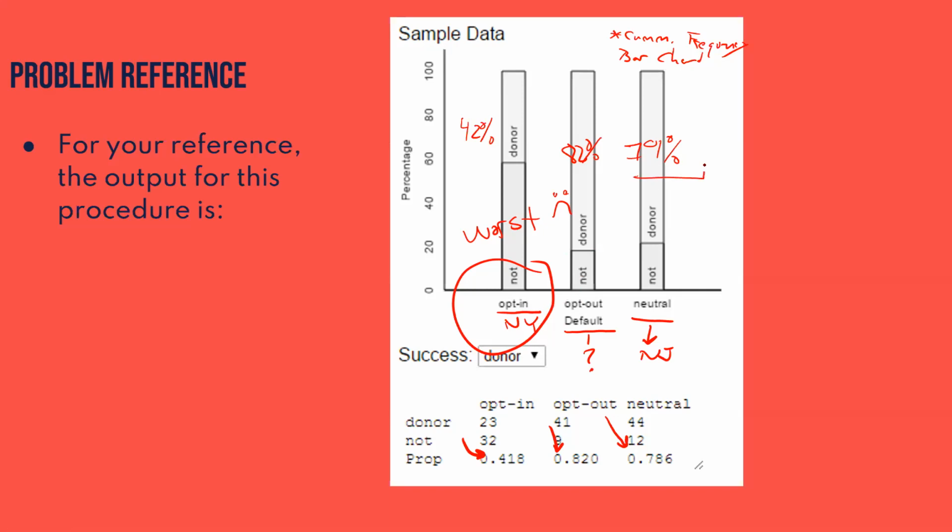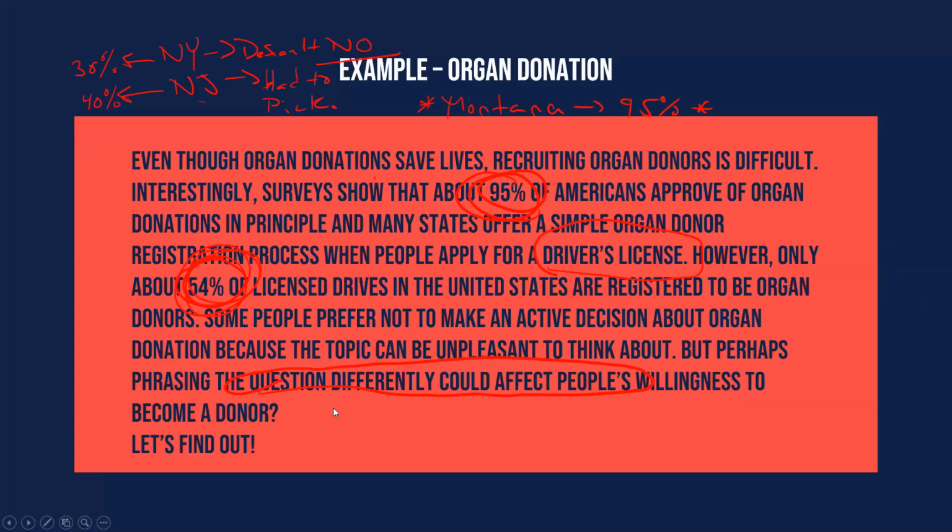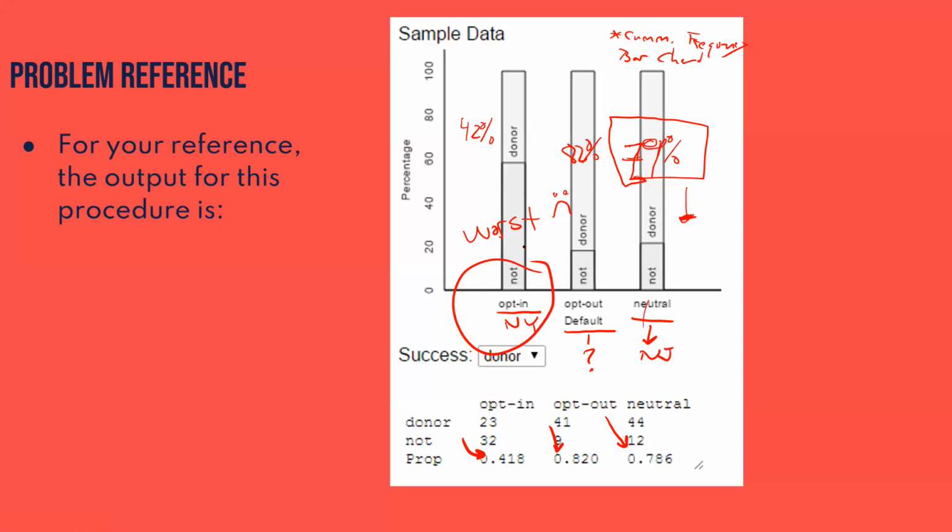I want to talk about this. Thank you for the pity LOLs. This is how New Jersey does this. Based on this experiment, 79% of people chose to be organ donors. Do you guys remember what I said roughly in the real world? What percentage of people in New Jersey are organ donors? That was New York.